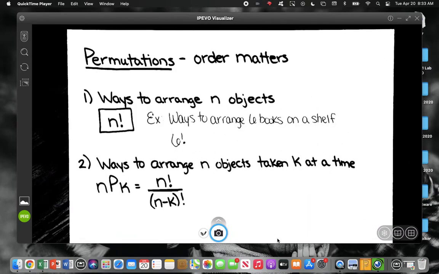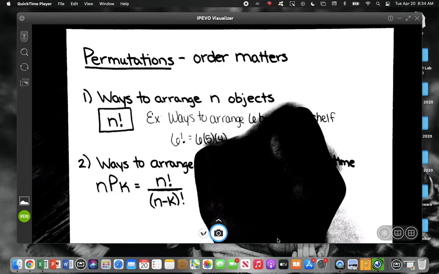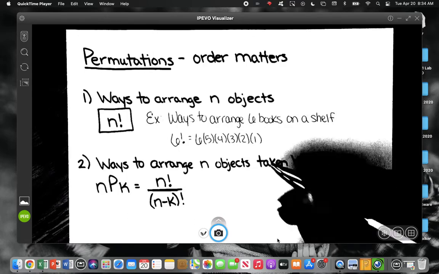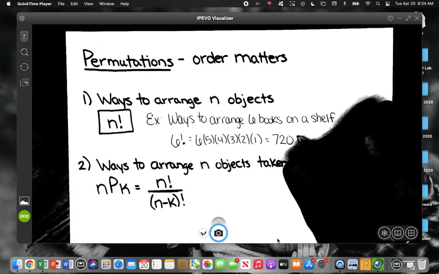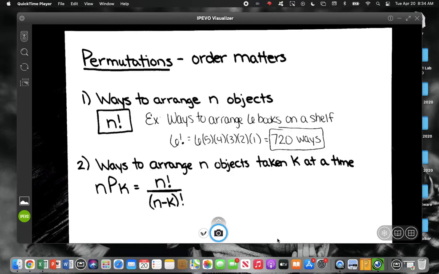I didn't have you guys grab a calculator, so just quickly, you guys have phones. If we want to do 6 factorial, we would actually say 6 times 5 times 4 times 3 times 2 times 1, which you can do however you would like. But what is 6 factorial? It is 720. So if you're arranging all of them, it's just that number and then factorial.